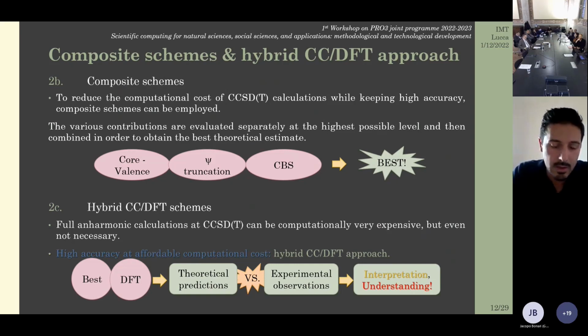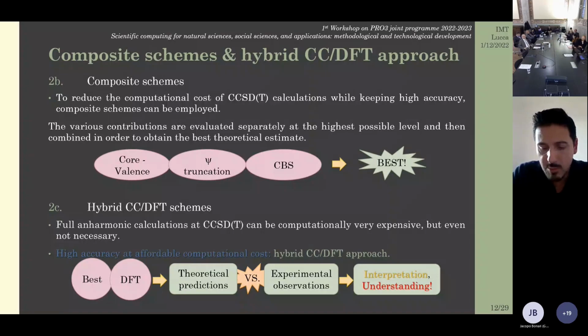Accurate level of theory in quantum chemistry is synonymous with coupled cluster theory. However, for our purposes, a full anharmonic calculation at the coupled cluster level can be too demanding from the computational point of view, and I have to say that it is even not necessary. And furthermore, for what concerns the prediction of reaction energies, coupled cluster theory alone cannot give the proper accuracy. For this reason, we use composite schemes.